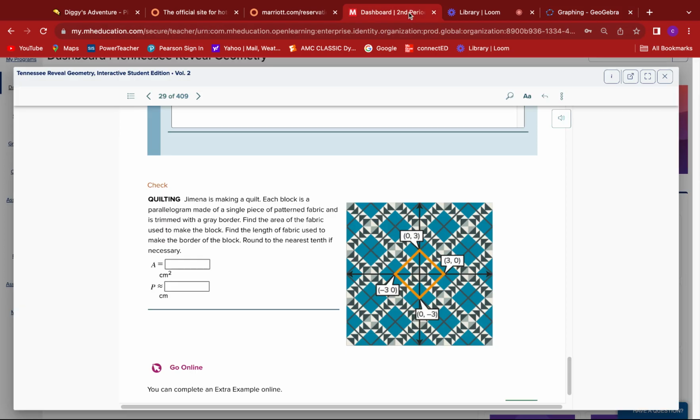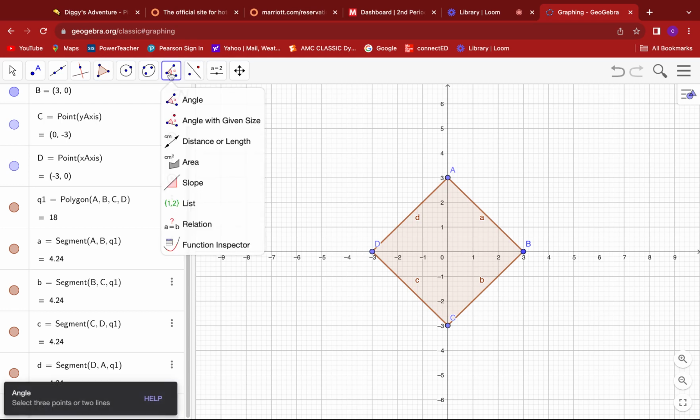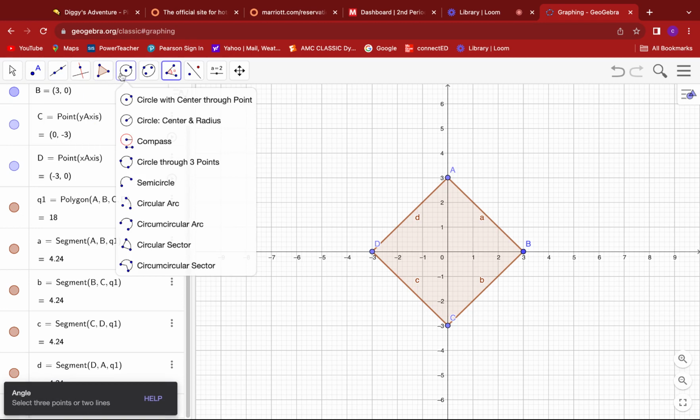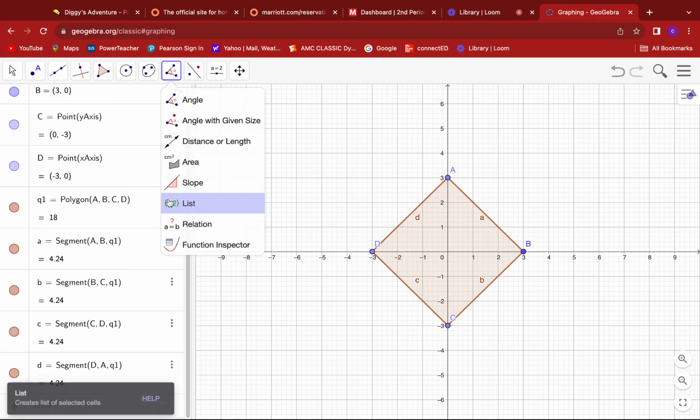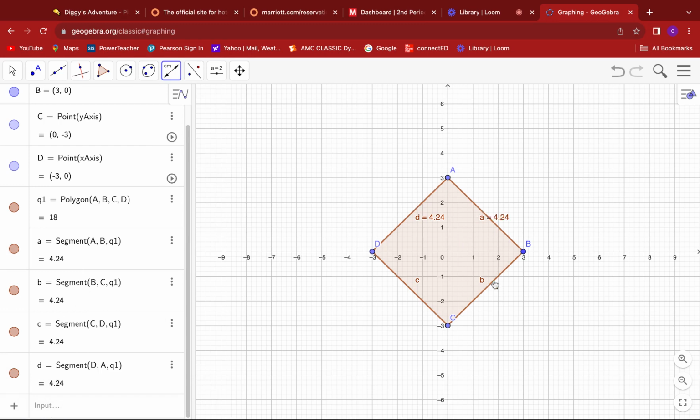So I need to find the area, which means I need to find the length of the side. It's going to be base times height, or length times width, or side times side. To me, it looks like a square. Let's find the distance. If you haven't realized, GeoGebra does give it to you. Go under the eighth icon, and you'll see distance. Click on one of the sides, and you can see it's 4.24. This is a square because every single side is 4.24.